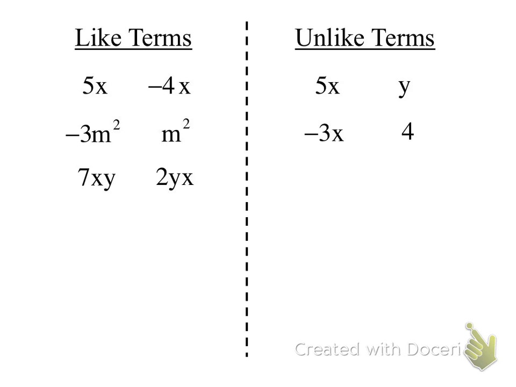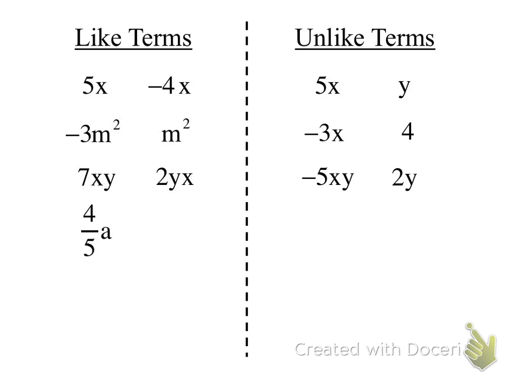7xy is the same thing as 2yx. Those are like terms because x is to the first power, y is to the first power. Order doesn't matter, just like 2 times 3 is the same as 3 times 2. But if I do negative 5xy and just 2y, remember, it has to be an xy to be a like term.